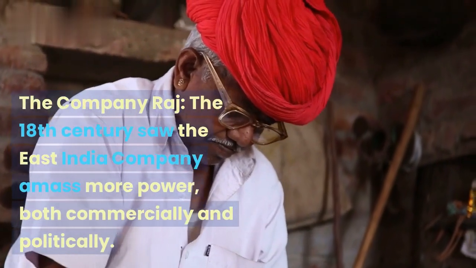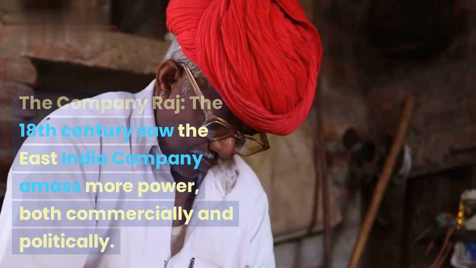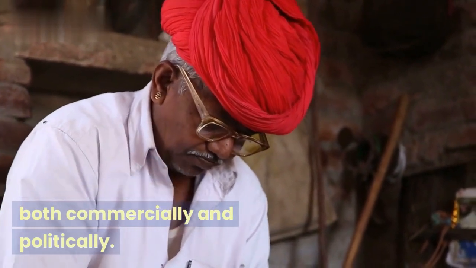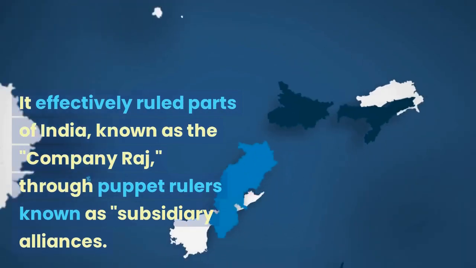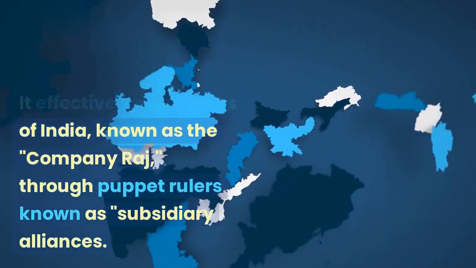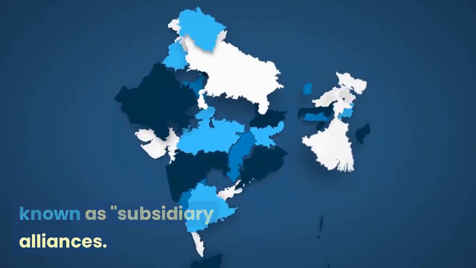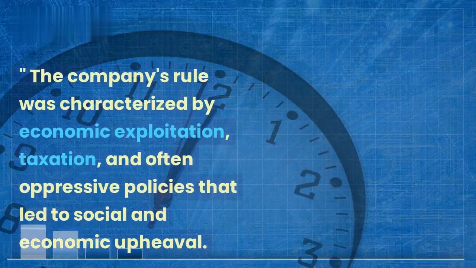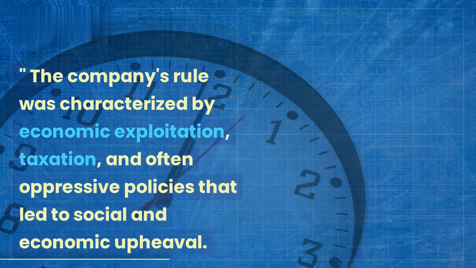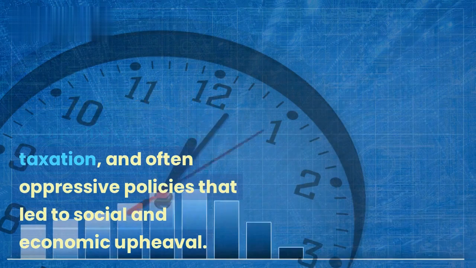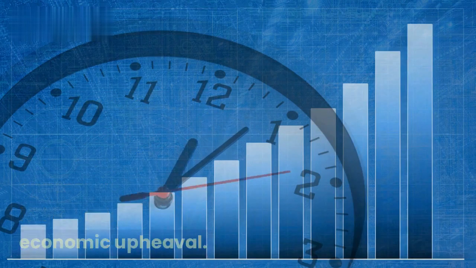4. The Company Raj. The 18th century saw the East India Company amass more power, both commercially and politically. It effectively ruled parts of India, known as the Company Raj, through puppet rulers known as subsidiary alliances. The company's rule was characterized by economic exploitation, taxation, and often oppressive policies that led to social and economic upheaval.